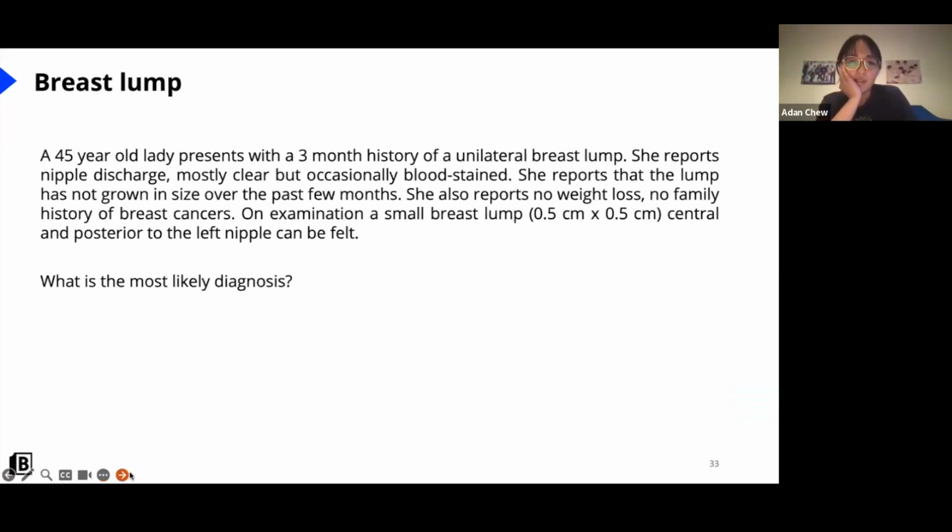It's unlikely though, given the history, because there's no progressive changes, there's no weight loss, and there's no family history of breast cancer. And because we discussed the risk factors as well, it'll be less likely, but I think in reality, you probably send her for a triple assessment anyway. I hope that answers your question.